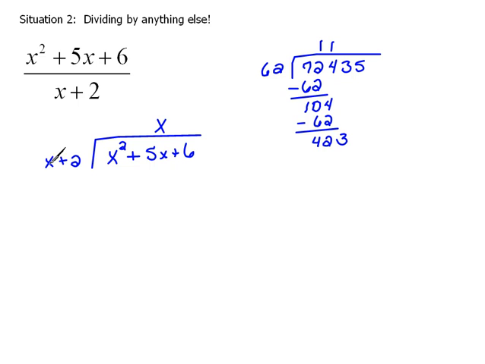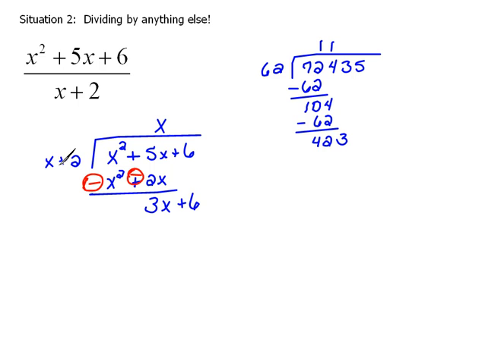So x times x plus 2 would give us x squared plus 2x. And then we would subtract. When we're subtracting polynomials, we have to subtract every single term. So what I'm going to do is basically change the signs and combine like terms because that's the same thing as subtracting. So our x squareds cancel out. We have 5x minus 2x would be 3x. And then just like we did here, once we subtract, we would drop our next term and start all over again.